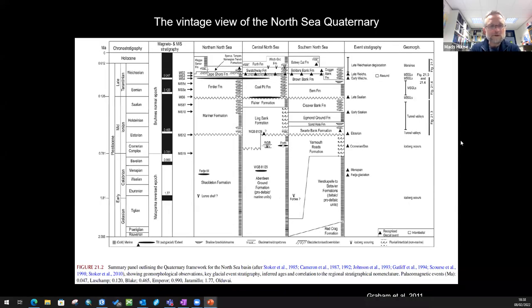So the vintage view of the North Sea Quaternary is one of a heavily expanded timescale in the top part of the succession, particularly down to the first glaciation and then the next couple of glaciations, getting us down to the Cromerian complex, after which much of the history of the Quaternary is in a bit of a haze and people don't really have much evidence for glaciation from the onshore, although there are the odd occurrences of hypothesized or more or less substantiated glaciations from the onshore. Next slide, please.